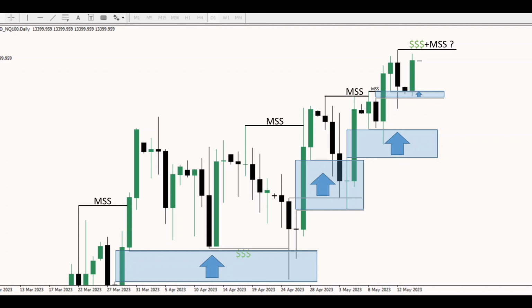Let me elaborate. For whichever currency pair, indice or commodity that you are trading, the manipulation of the price is always going to take place on the opposite side of the opening price. So let me demonstrate.